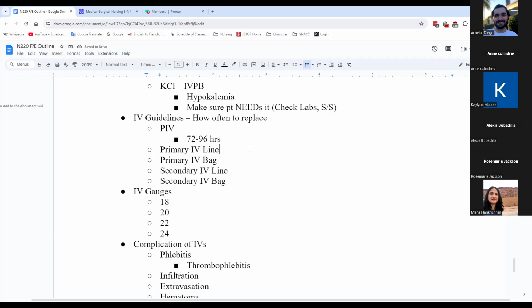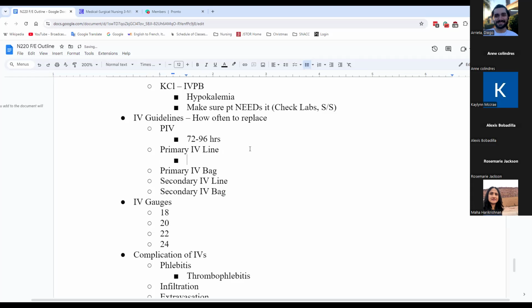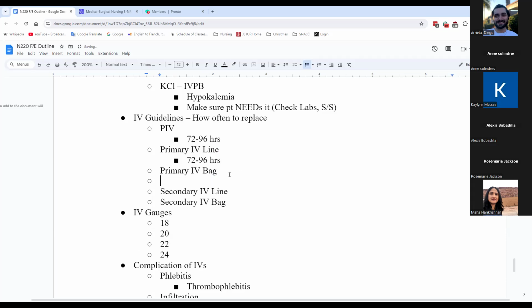Okay. What about your primary IV line? How often should we change that? Your line, your primary IV line. Okay, there we go. So your line is 72 to 96 hours, and your bag is 24 hours.